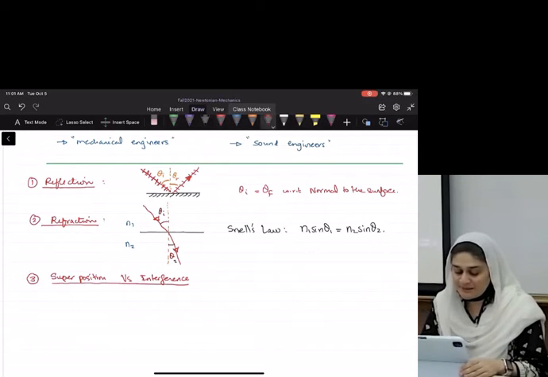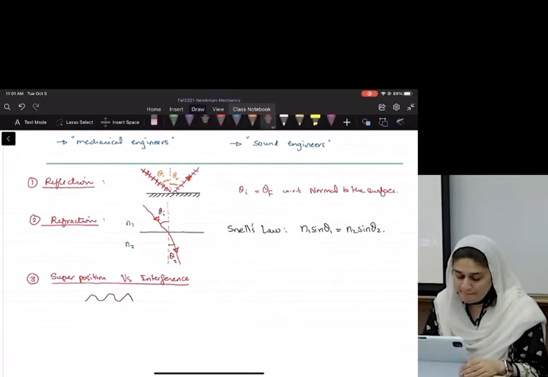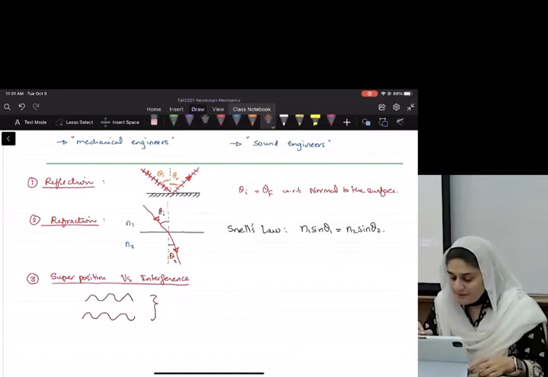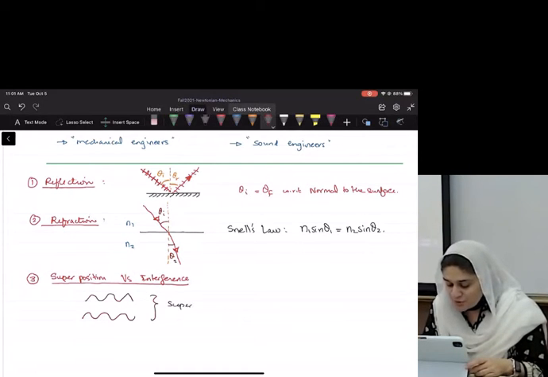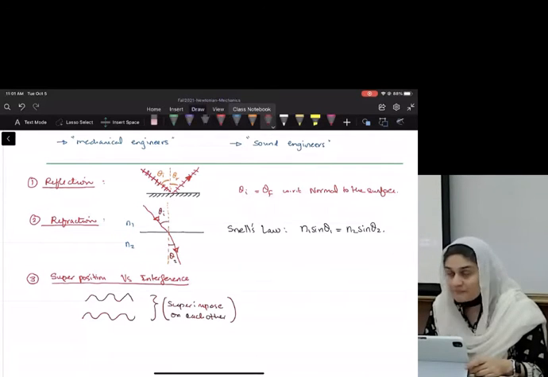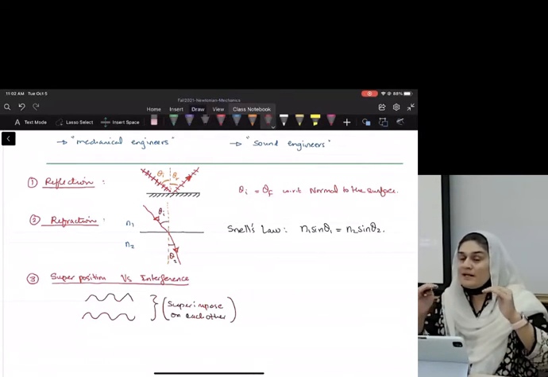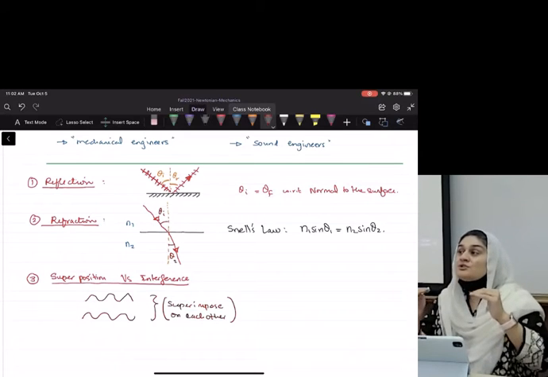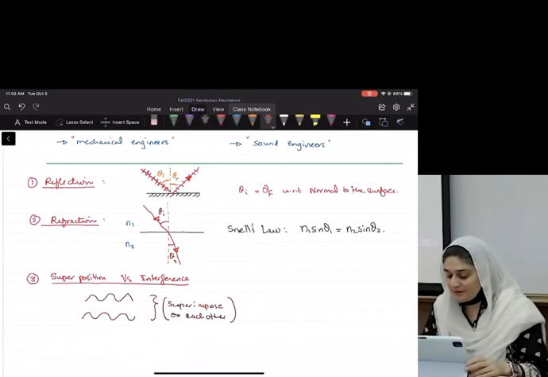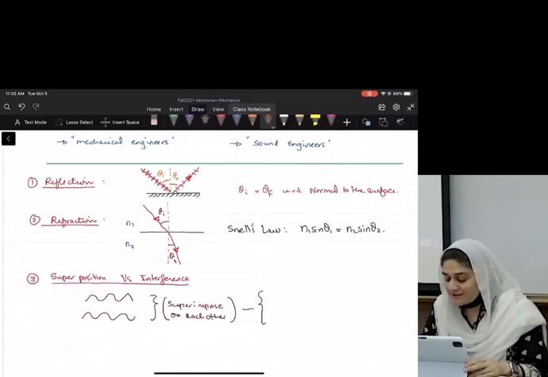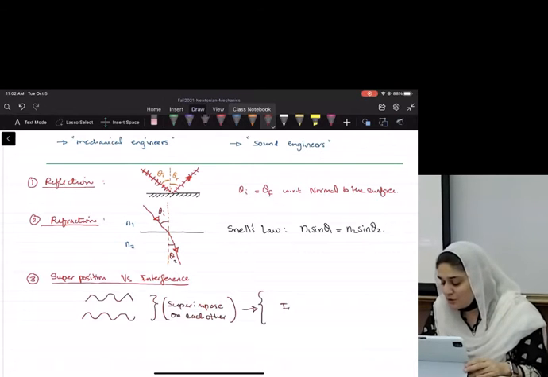If two waves come in, they will superimpose on each other. When two waves come in, they superimpose on each other, and the result that we get from it is called the interference pattern.